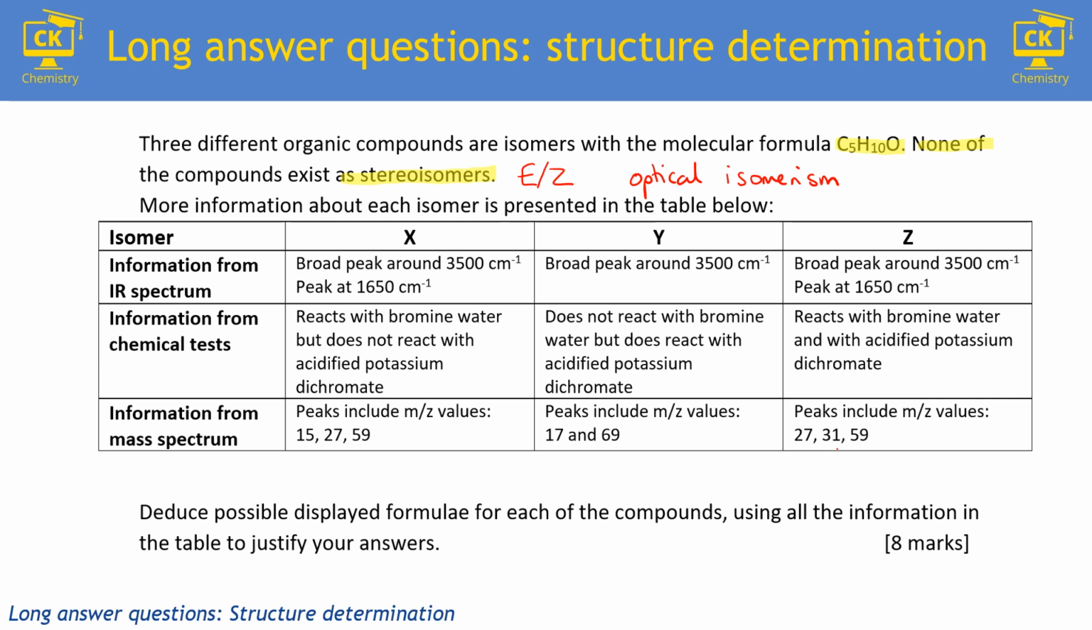So there are going to be no chiral centers. There may be carbon-carbon double bonds, but they are not going to have any option for being related as E or Z, and we will look at that when we draw our possible structures. So we need to go back to that later in the question.